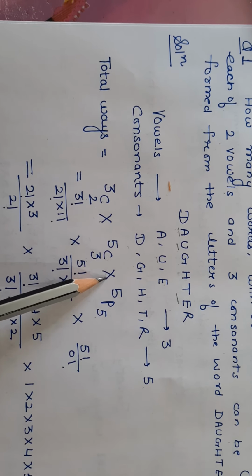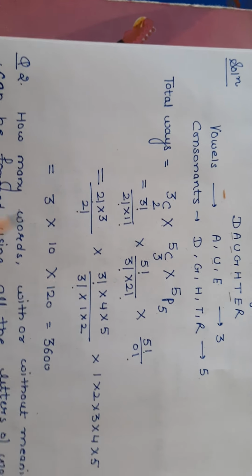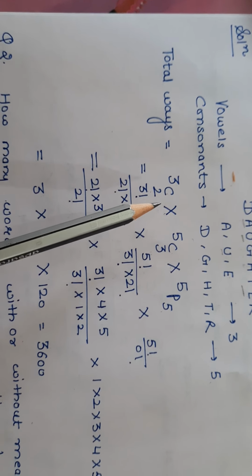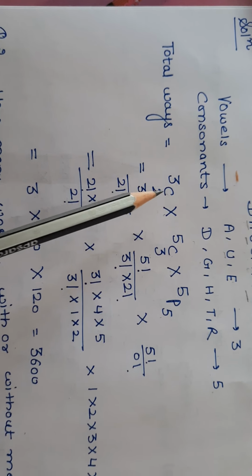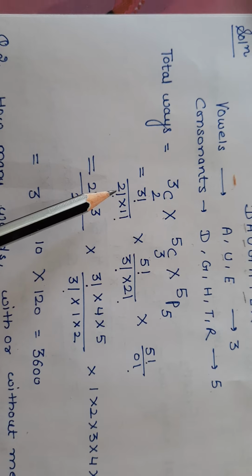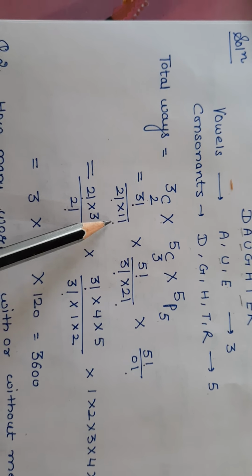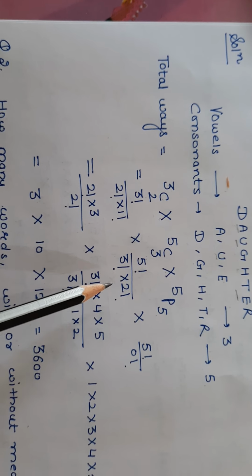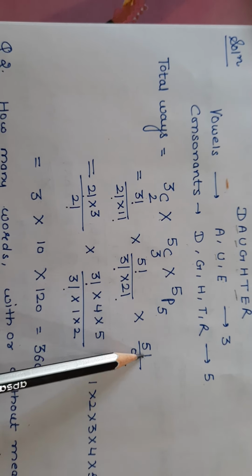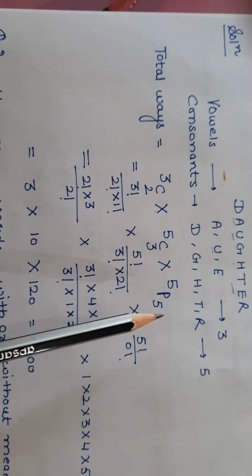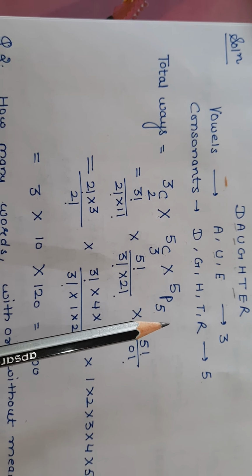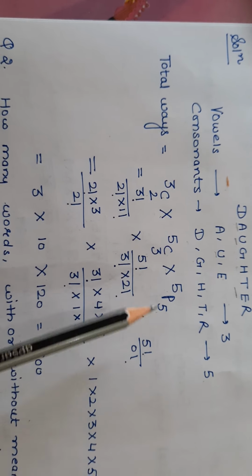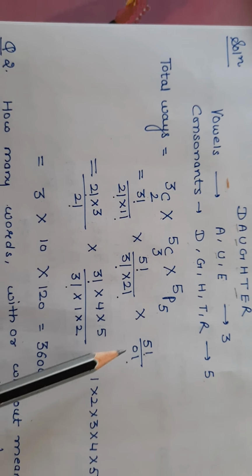Again, and means multiplication. Now apply the formula. nCr is n factorial divided by r factorial into n minus r factorial. So this is 3 factorial divided by 2 factorial into 1 factorial. Here 5 factorial divided by 3 factorial into 2 factorial, and this is 5 factorial. For nPr it is always n factorial divided by n minus r factorial. So this is 5 factorial divided by 5 minus 5, that is 0 factorial.